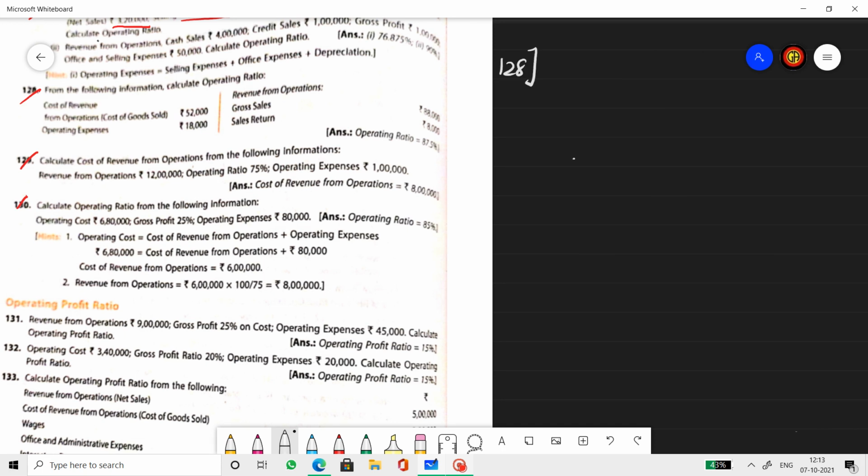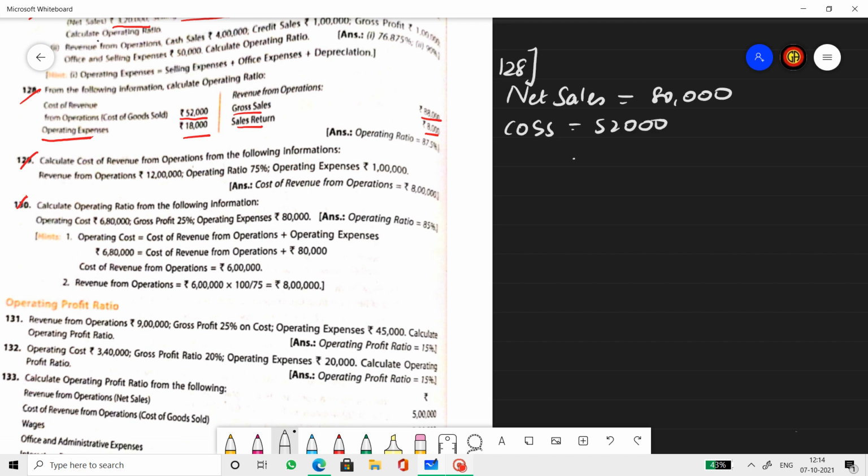Let's do 128. It is said in the question that cost of revenue from operation is 52,000. Operating expenses as 18,000. Gross sales as 88,000. Sales return as 8,000. So the first thing is to find the net sales. Net sales is equal to gross sales minus sales return. So that forms 80,000.